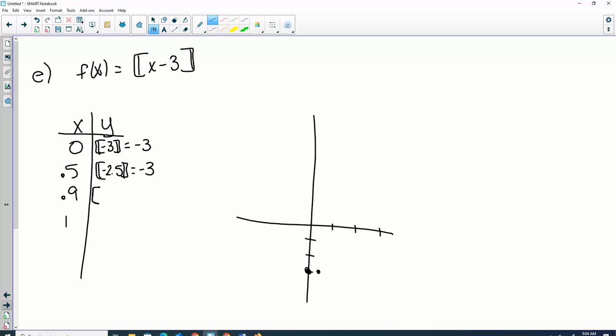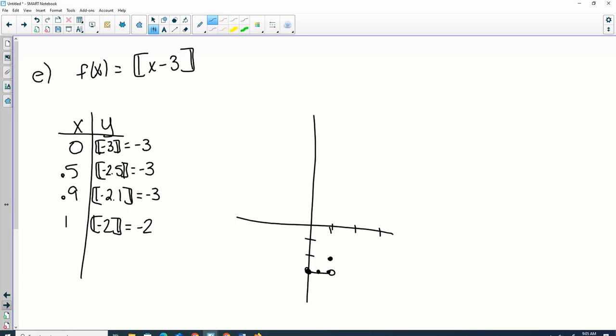If I put in 0.9, 0.9 minus 3 is negative 2.1. What's the greatest integer of negative 2.1? Negative 3. So I'm still getting out negative 3. But when I put in 1, 1 minus 3 is negative 2. Negative 2 is an integer, so that's the number we get out. So at 1, it's negative 2. It has to be a function, so underneath that we put an open circle because we are getting out the negative 3 up until that point, and then I get out the negative 2.